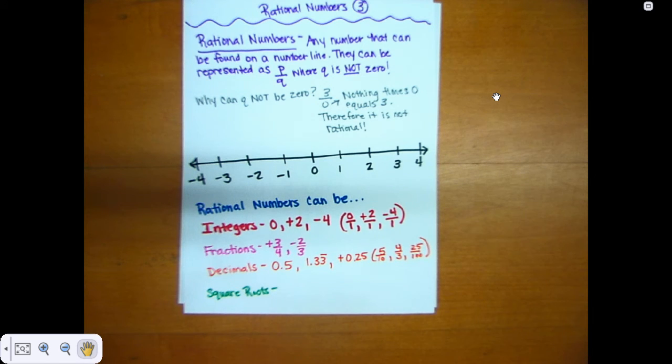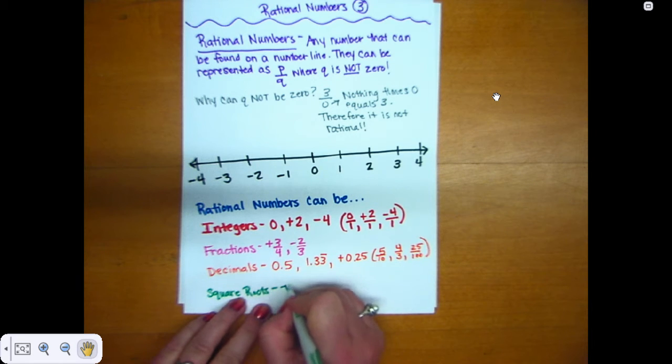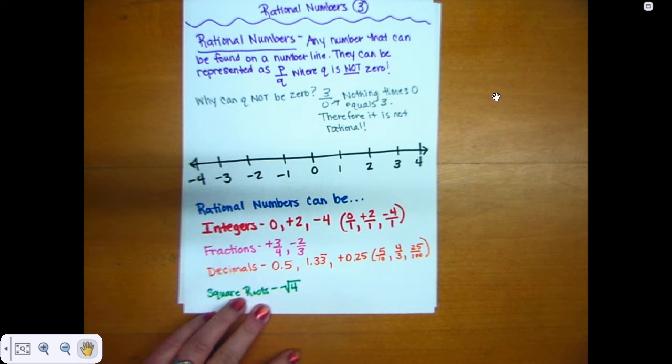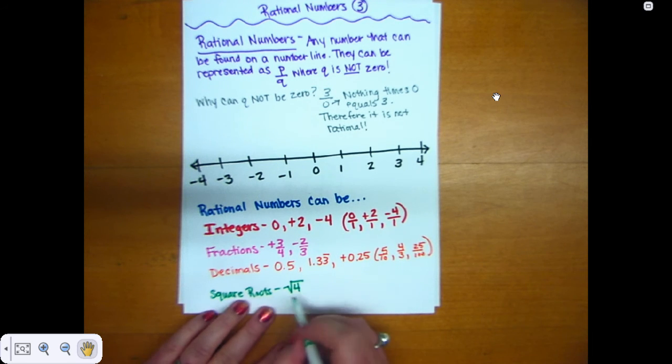And we have one more, and that is square roots. The square root of 4. And I said some of them, not all of them. What is a square root? Well, this just means that something times itself equals 4. So I know that 2 times 2 equals 4. So the square root of 4 is 2.